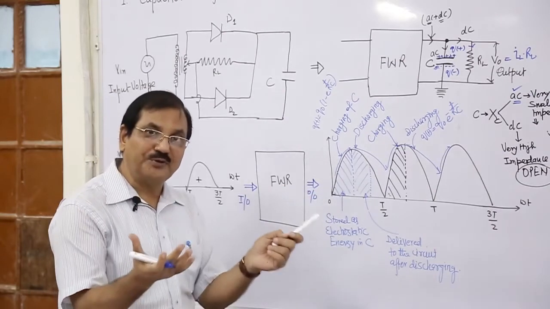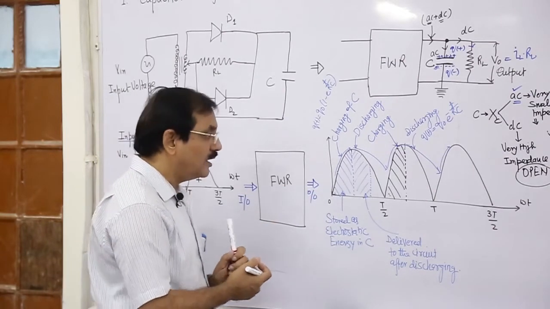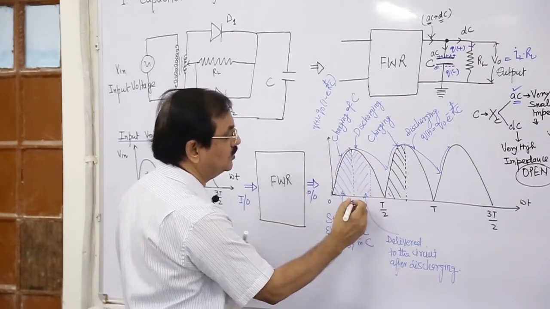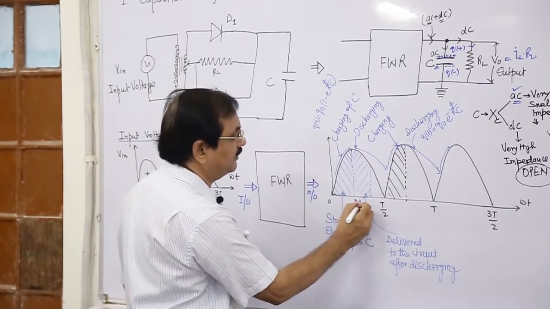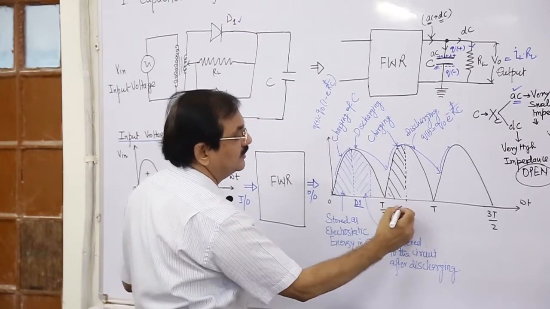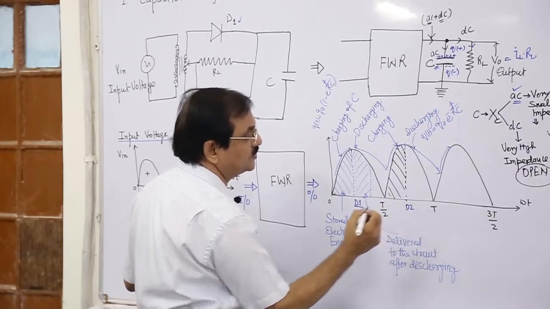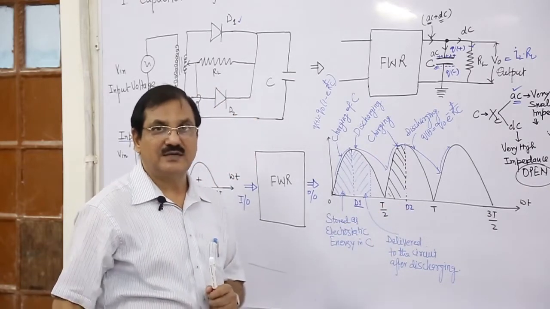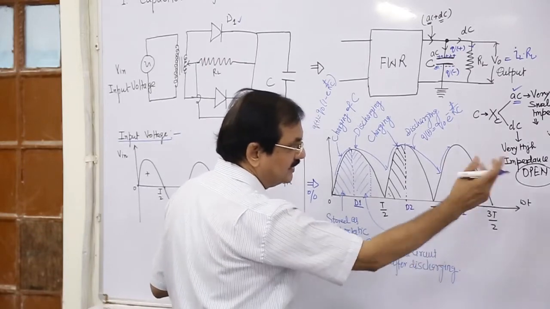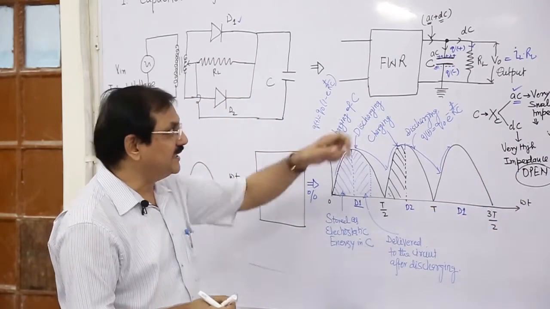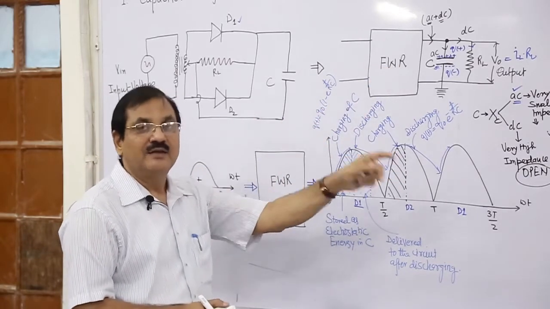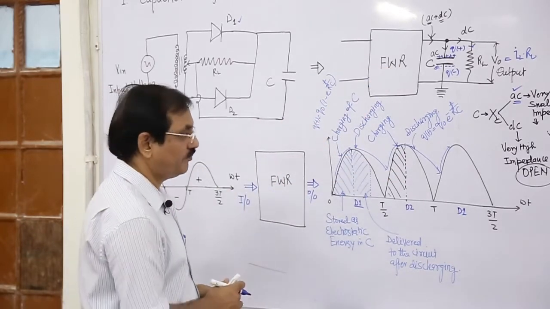What kind of output is there? This half cycle up to T by 2 is due to diode D1, and this part is due to diode D2. Again this is diode D1, and then alternately. That is why it is a full wave rectifier. The complete input cycle is rectified in the output.